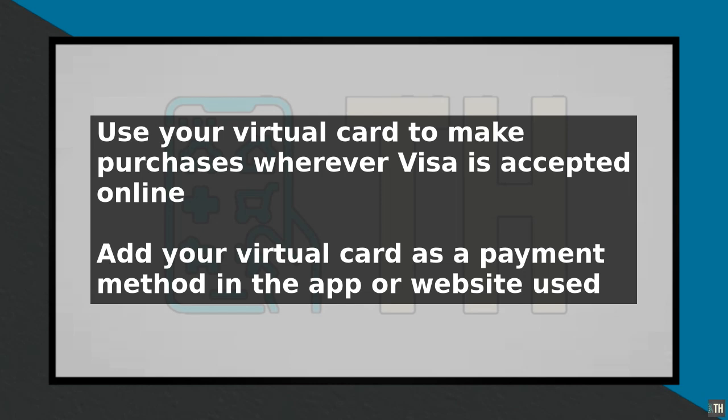To keep track of your transactions and manage your account, the Dasher Direct app provides a range of tools and features. You can view your transaction history, check your balance, and set up notifications to alert you to any activity on your account. You can also use the app to freeze your virtual card if it is lost or stolen, and order a replacement card if needed.